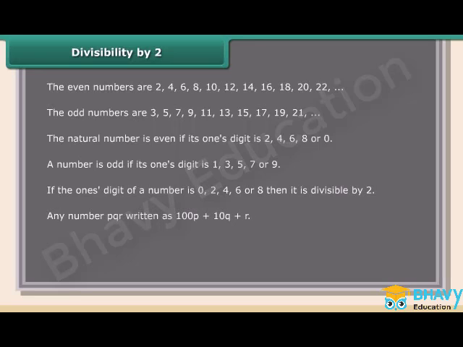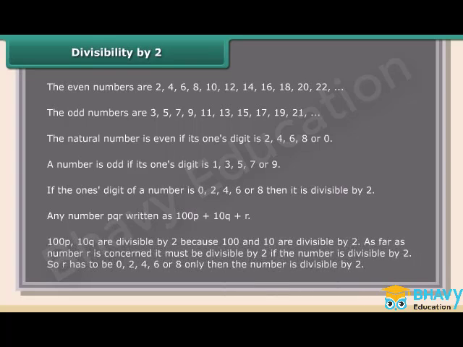Any number PQR written as 100p plus 10q plus r: 100p and 10q are divisible by 2 because 100 and 10 are divisible by 2. As far as the number r is concerned, it must be divisible by 2 if the number is divisible by 2. So, r has to be 0, 2, 4, 6 or 8, only then the number is divisible by 2.